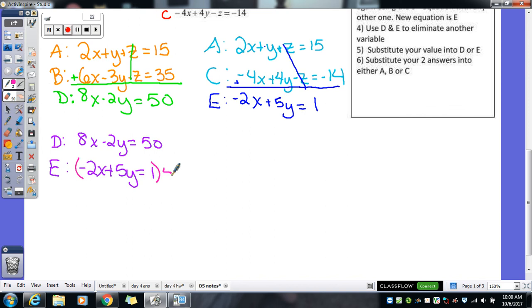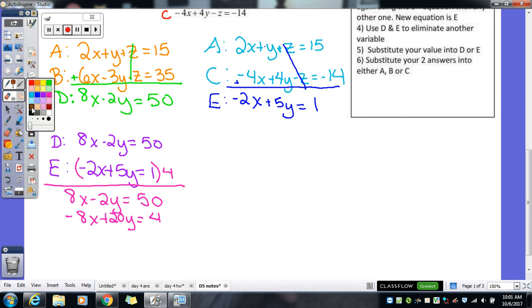Well, we wouldn't want to do negative 4, just times positive 4, because it's already a negative. So my first equation isn't going to change. That's still 8x minus 2y equals 50. My second equation becomes negative 8x plus 20y equals a 4. And again, because that 2 was already negative, that's why I didn't do it times negative 4. I just did it times positive 4 because I wanted that to stay negative. So now I combine those two. My x's are gone. Negative 2 plus 20y gives me an 18.